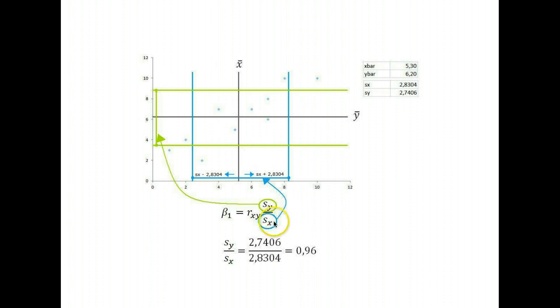And the standard deviation for x is 2.83, so slightly larger standard deviation in x than in y. So we have our x mean here, and this is minus 2.83 distance from the mean, and this point here is plus 2.83 standard deviations from the mean, and we divide these by each other and we get 0.96. So 1 unit of x is worth 0.96 units of y. That's what we get in our example.